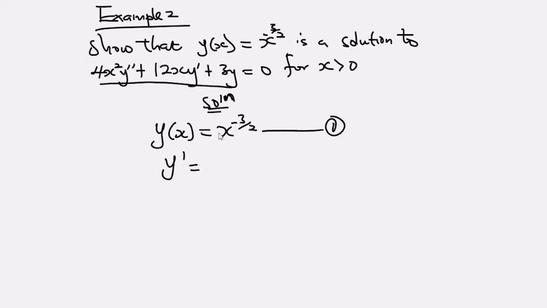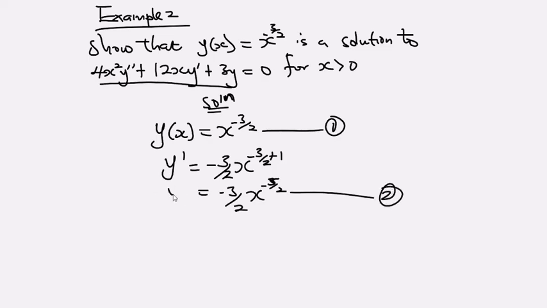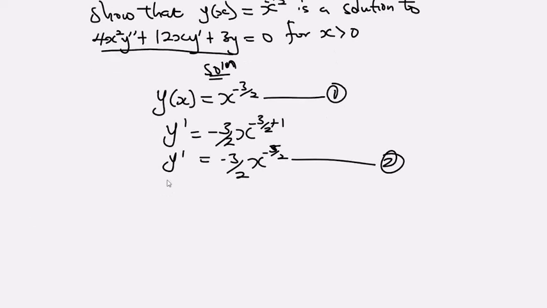We multiply here by the exponent negative 3 on 2. Then we add 1 to the exponent as usual. So we're going to have negative 3 on 2 x exponent negative 3 on 2 plus 1. So this gives negative 3 on 2 x exponent negative 5 on 2. So let's call this one equation 2. So our y prime is equal to negative 3 on 2 x exponent negative 5 on 2.